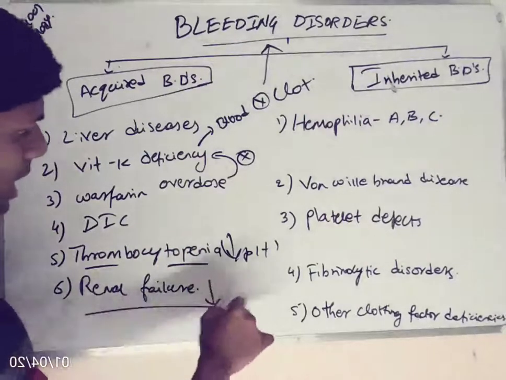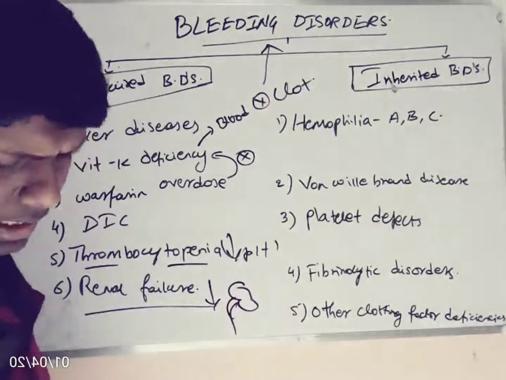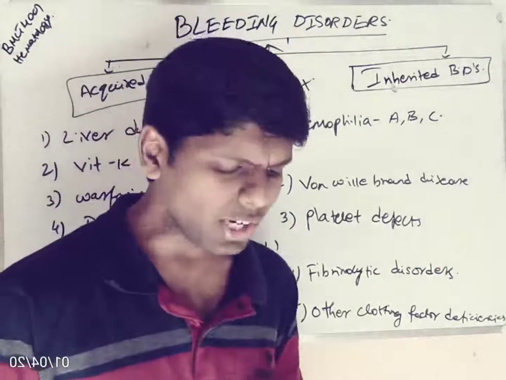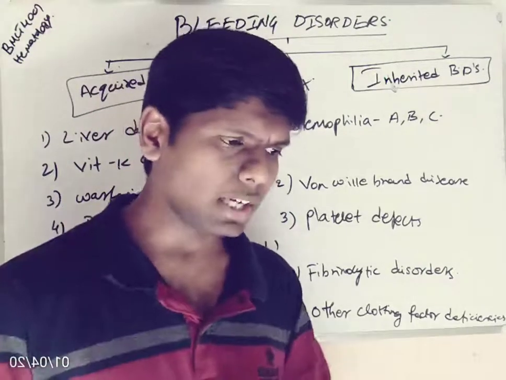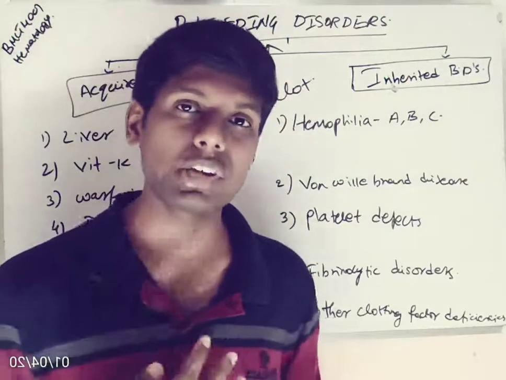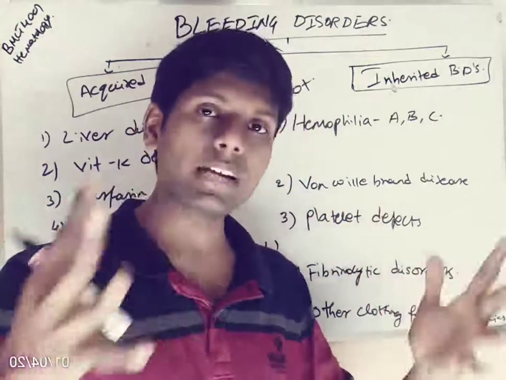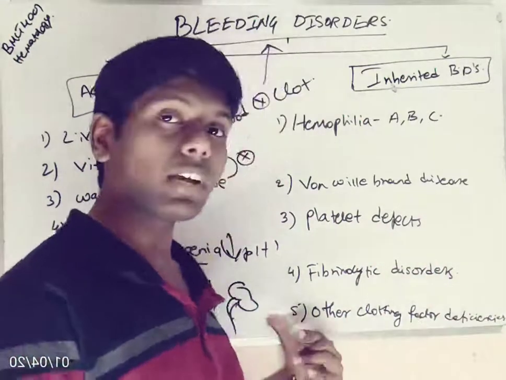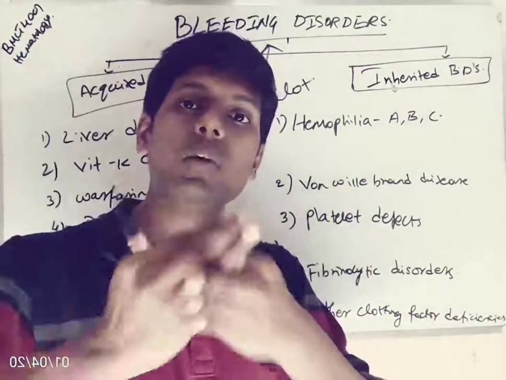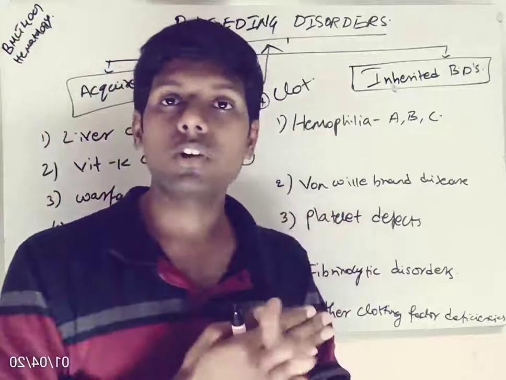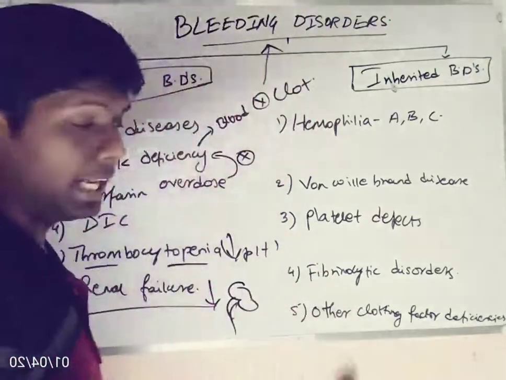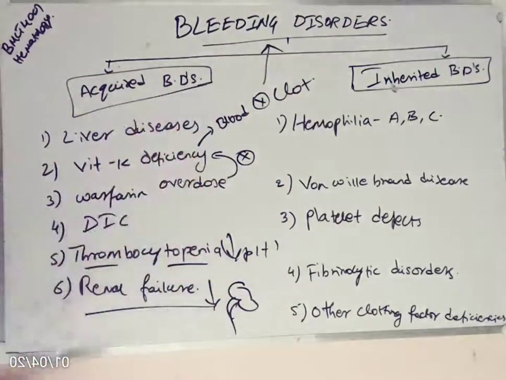Then renal failure. How can kidney failure result in bleeding disorders? The kidney synthesizes an important hormone for erythropoietic activity. The kidney produces a hormone called erythropoietin, and erythropoietin is essential for the production of blood cells, hemopoiesis. Whenever there is a defect in the kidney, the kidney won't generate erythropoietin. Without erythropoietin, no blood cells. No blood cells means no platelets. No platelets means no blood clotting, resulting in increased bleeding. So that is how acquired bleeding disorders occur.